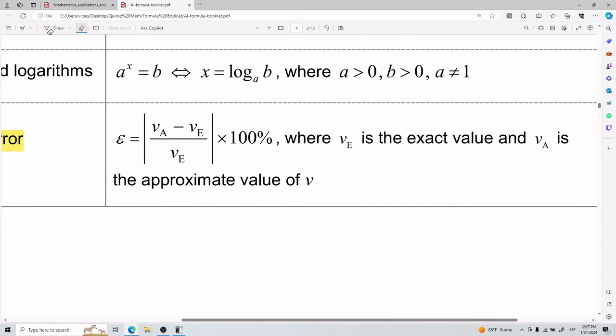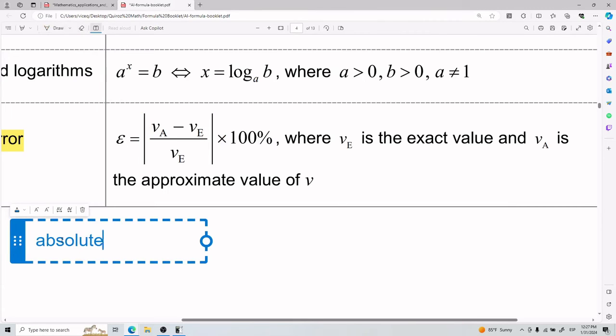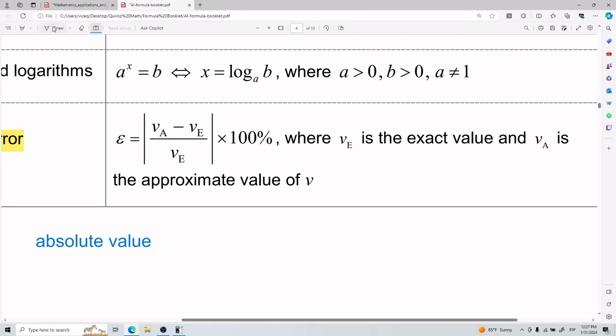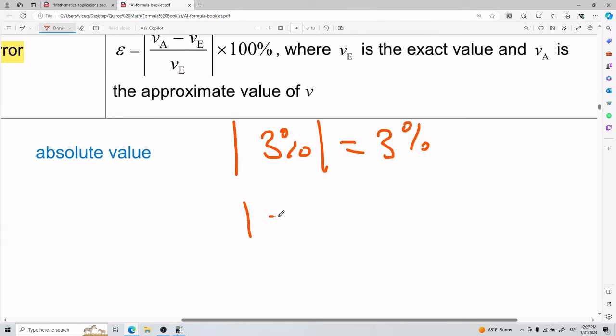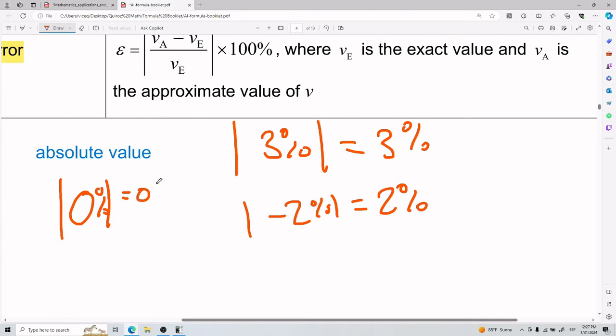Okay, important. You might be a little bit confused on what this is. This is not parentheses. This is what we call an absolute value. What an absolute value does is turn any number positive. For example, the absolute value of 3% is just going to stay as 3%. Any negative turns positive. The absolute value of negative 2% is going to turn into 2%. Absolute value of 0 just stays as 0.